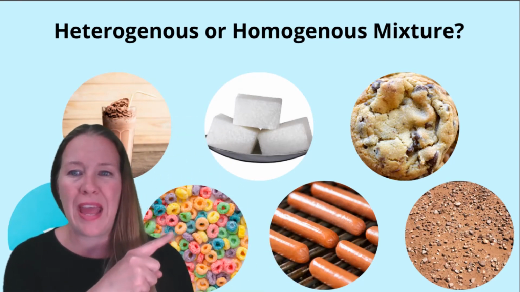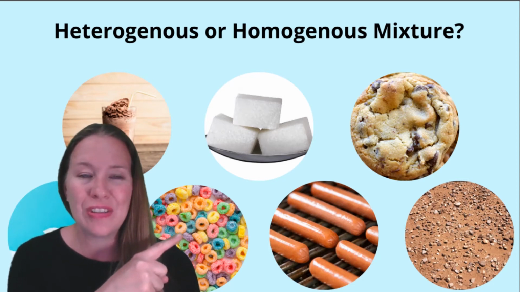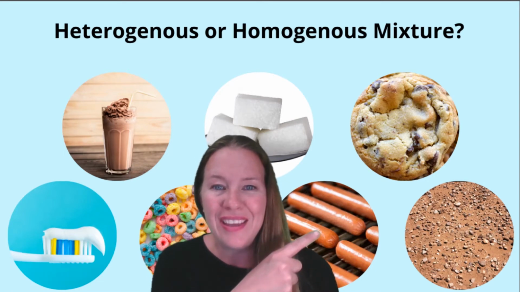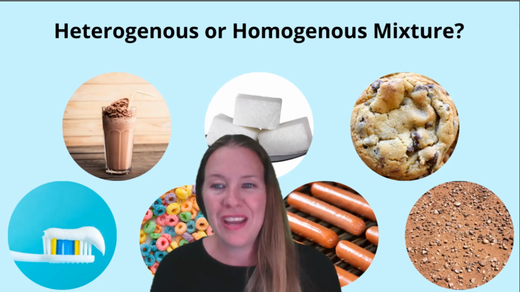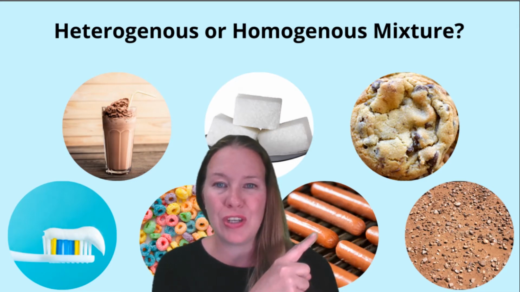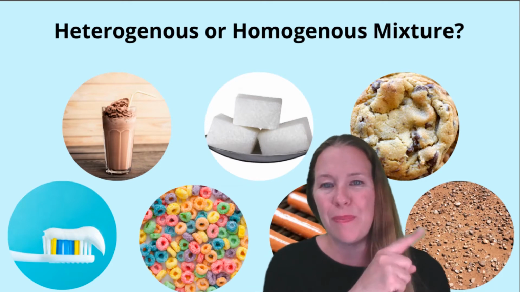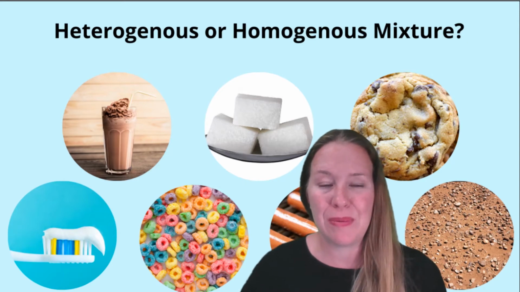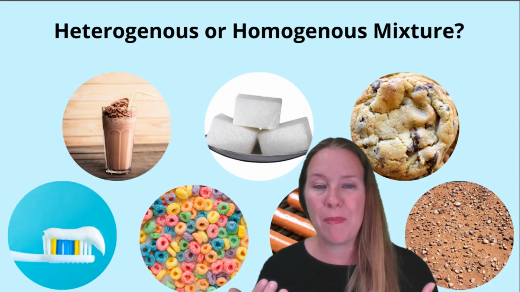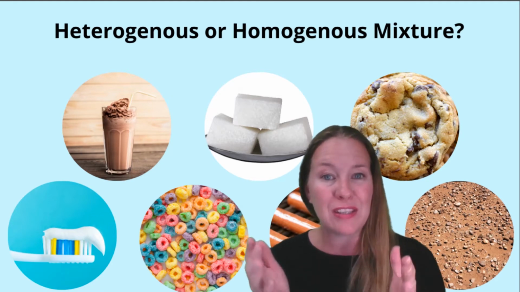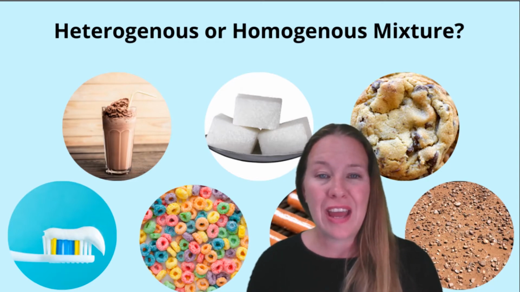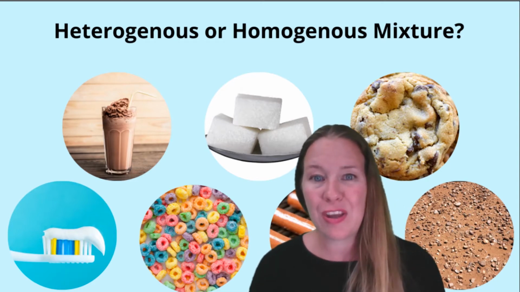Here we have cereal and milk, so that is a heterogeneous mixture. And then hot dogs, it looks like it's one thing, though it's many different things put together, and that is a homogeneous mixture. And dirt, over here we can see different pebbles and lots of different things in there, and so that is a heterogeneous mixture. I want you to remember, if it's homogeneous, it looks like it's one thing, but it's a couple things mixed together. If it's heterogeneous, it is two or more things mixed together, and you can tell just by looking at it that it is a mixture.